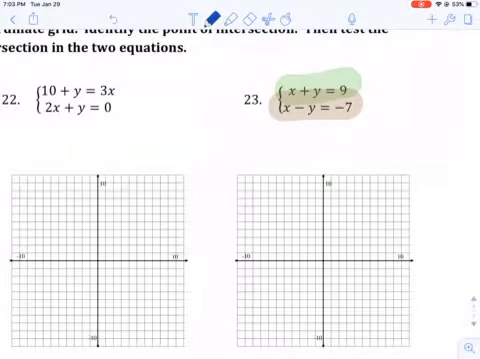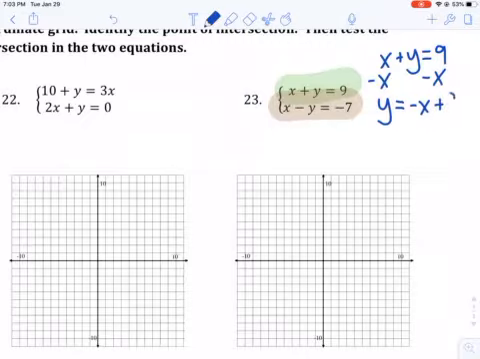isolate my y. So I'm going to do x plus y equals 9. In order to get the y alone, I'm going to subtract x on each side. That leaves me with y equals negative x plus 9. Now, in order to graph that, I've got my y-intercept of 9. And now, I don't have a value here for my slope, but I can always put in 1. Because the identity property tells me anything times 1 will always give me itself. I can always plug in that 1. So, I have a slope of negative 1.